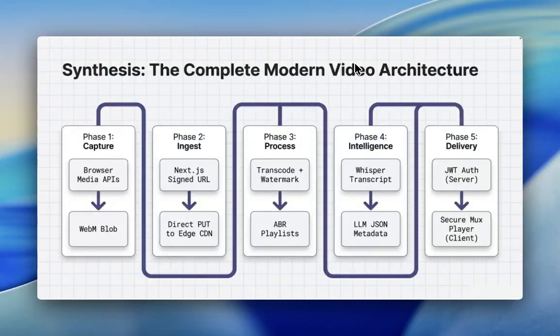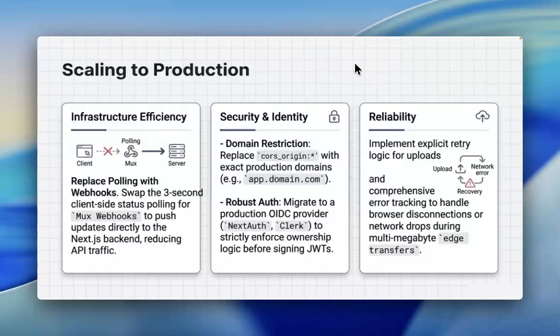So what does a complete modern video architecture look like? In phase 1, you capture it using the browser media API in the form of a WebM blob. In the second phase, you ingest using a signed URL, directly putting to the CDN. In phase 3, you are transcoding and watermarking with an ABR playlist. Then in phase 4, you have some intelligence with the Whisper transcript and LLM JSON metadata generation. And then in delivery, you are authenticating using the JWT, which secures the player client.